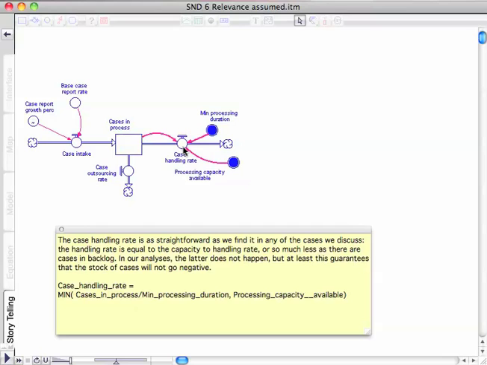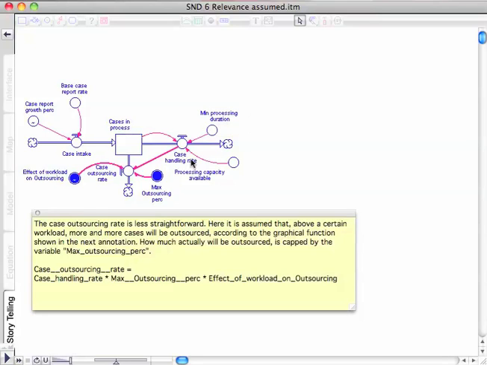How quickly you can deal with those cases depends on the capacity you have available. There is of course a minimum amount of time, let's say 2 months, that you need to handle those. And there is also a max on the amount of outsourcing that you can do. And in this model, that outsourcing is made endogenous. So the higher the workload, the more you will outsource. That's up here.